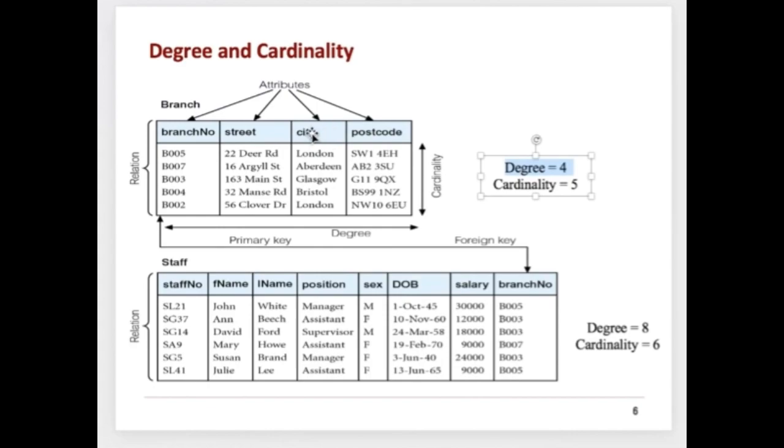So number of attributes or number of columns are 4. So our degree is 4. Next is cardinality. Cardinality means number of rows or number of records. How many rows or records are here in this table?